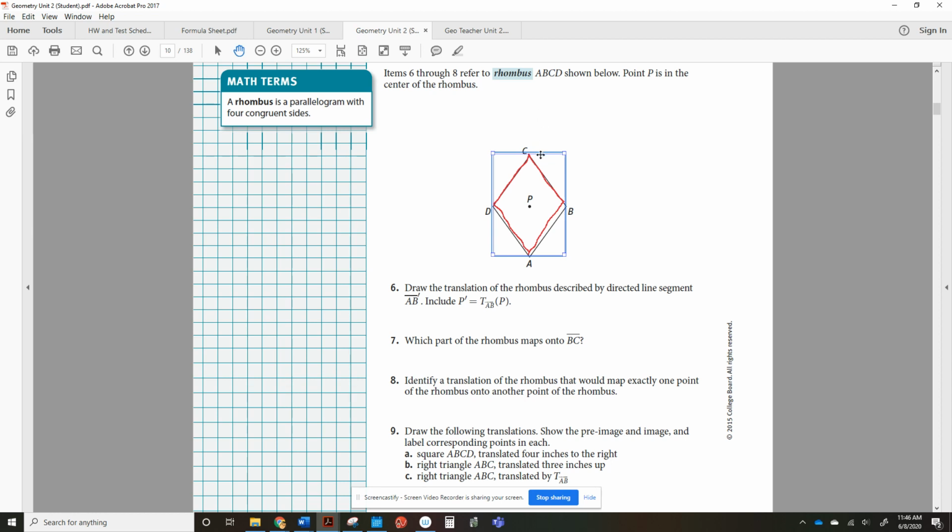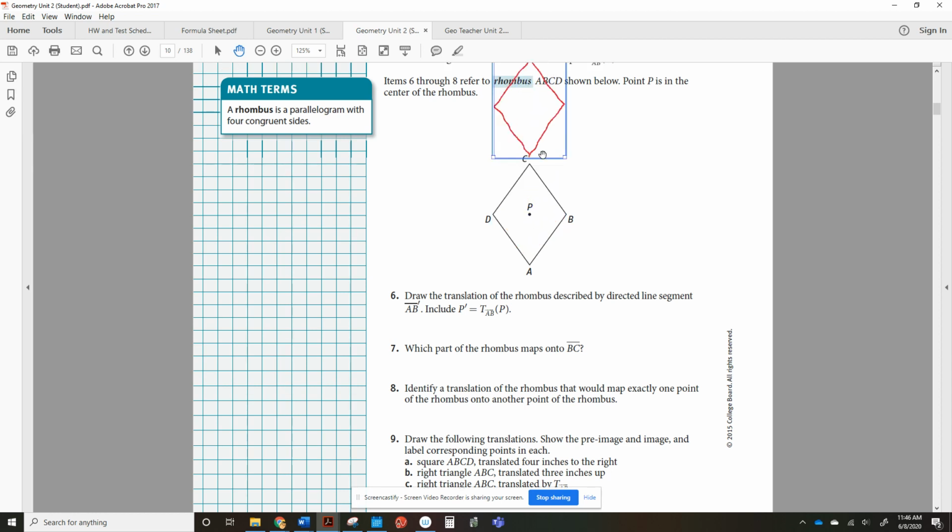Well, I could move it straight up. If I move it straight up, and I moved it too far. If I move it straight up, now this image only touches the pre-image. They only share that one point, and that's what it says. Identify the translation of the rhombus that would map exactly one point of the original rhombus onto the point of the new rhombus. Okay, so they're sharing only one point. So that's one example. Can you think of another one?